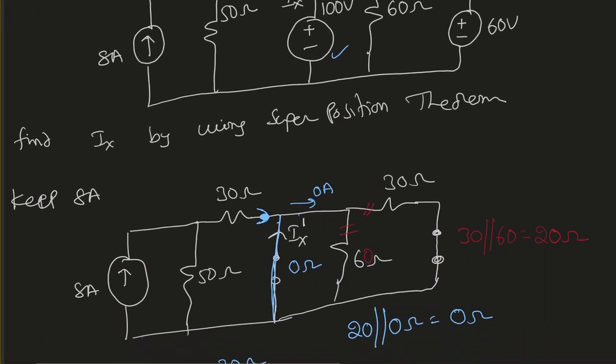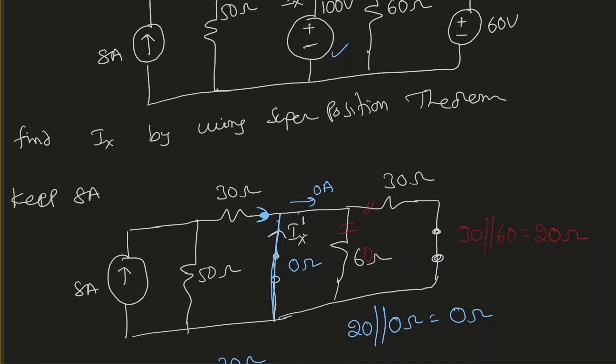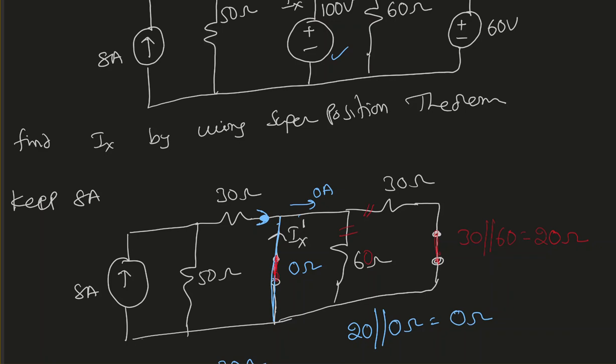First, I'm going to keep the 8 ampere source and replace the voltage source with a short circuit. Another voltage source, the 60 volt source, is also replaced by a short circuit. Here we have the 60 ohm resistor, 30 ohm, 30 and 50. Our goal is finding the current in this short circuit branch.